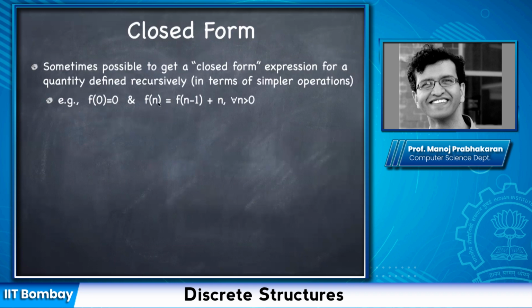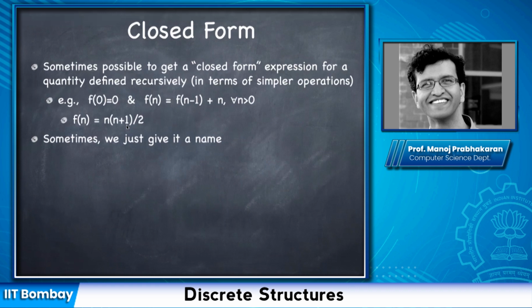F0 is 0, Fn is Fn minus 1 plus n for all n greater than 0. So all that this is doing is Fn is n plus Fn minus 1, which is n minus 1 plus Fn minus 2, which is n minus 2 plus and so forth. So Fn is simply n plus n minus 1 plus n minus 2 all the way to 0. And this you may remember, or we can easily prove by induction, is n times n plus 1 divided by 2, which is the sum of the first n integers. And so that's a closed form expression. Instead of leaving it at this recursive definition, you can actually get a formula for Fn.